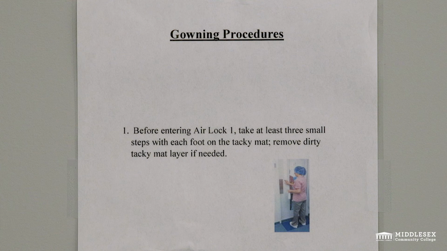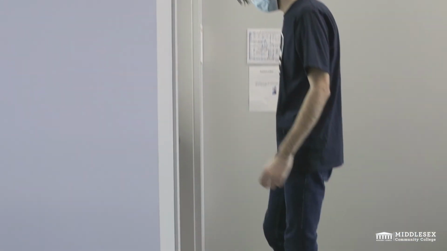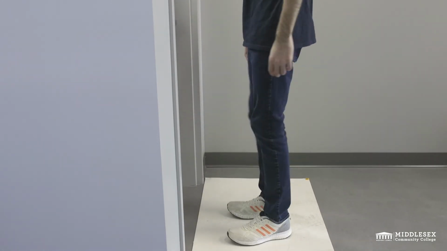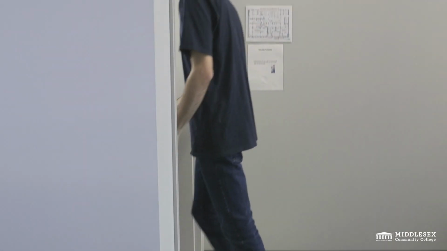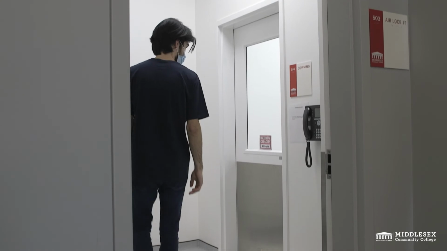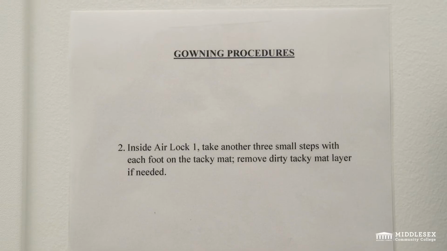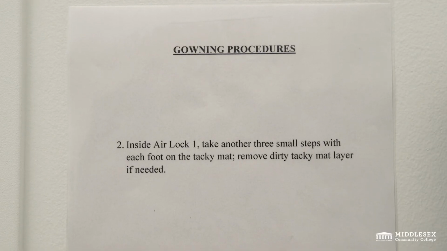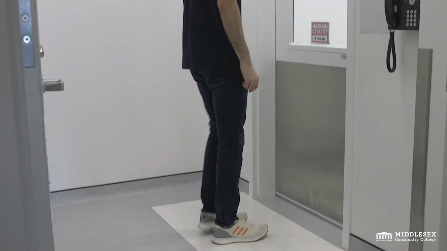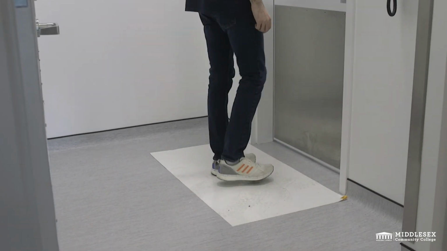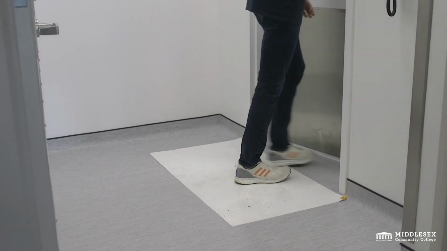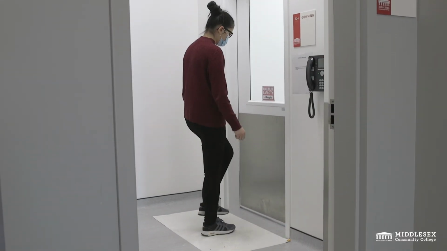When making your way into the clean room, it's important to pay attention to the instructions that are posted on the wall. Before entering Airlock 1, take at least 3 small steps with each foot on the tacky mat. Remove the dirty tacky mat layer if needed. Once inside Airlock 1, take another 3 small steps with each foot on the tacky mat. Remove the dirty tacky mat layer if needed.